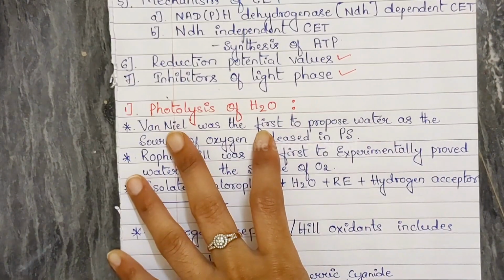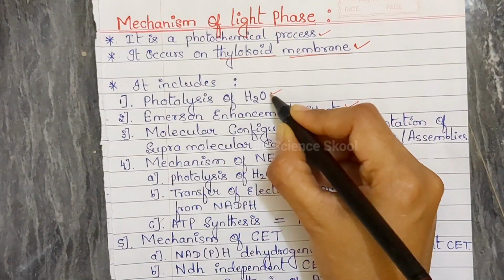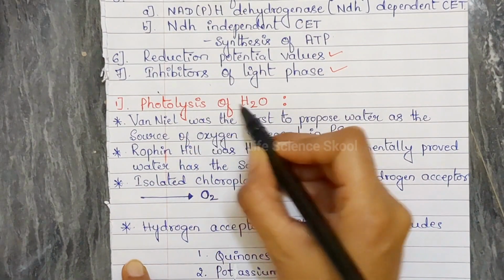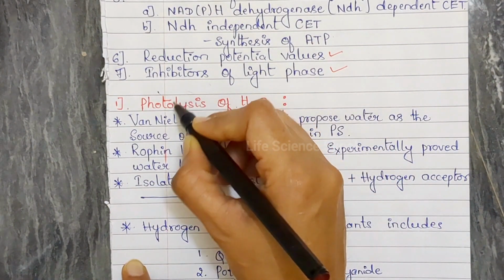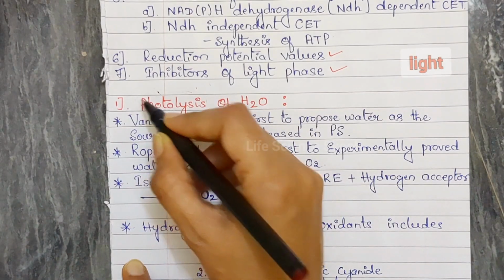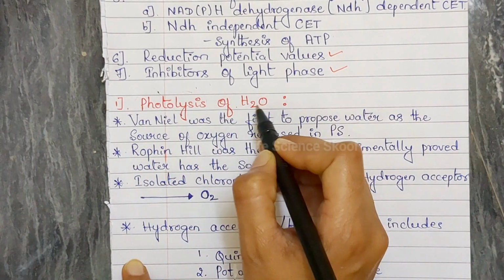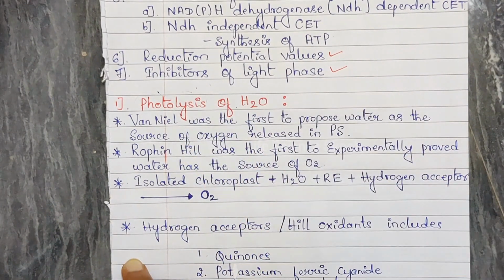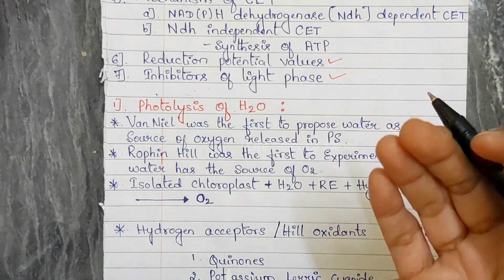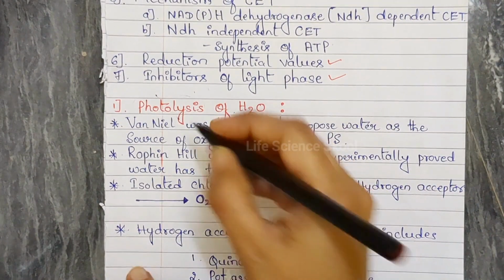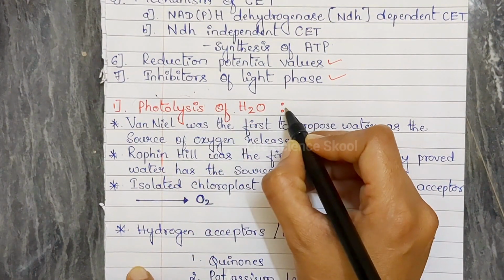Now let's begin with the first one, photolysis of water. It is very easy. We already know this: lysis means breakdown, right? And photo means light. So in the photolysis of water, light energy is going to break down the water molecule. How it breaks down is what we are going to study now. That is why it is called photolysis of water.